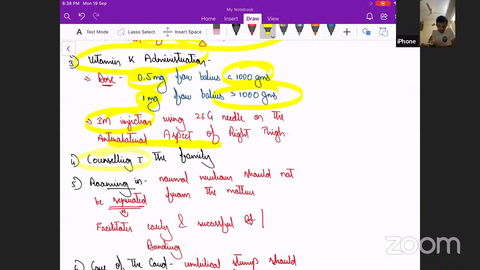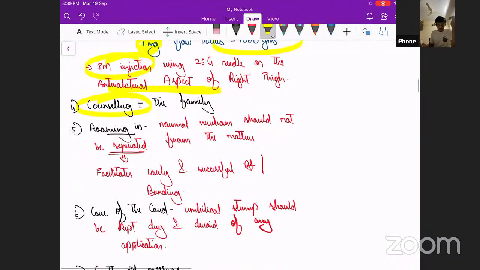Next, we counsel the family and mother regarding routine newborn care, regarding breastfeeding, the importance of breastfeeding, and the importance of mother and child being together. As we all know, they'll have n number of doubts, so we have to sit and counsel the family members along with the mother.